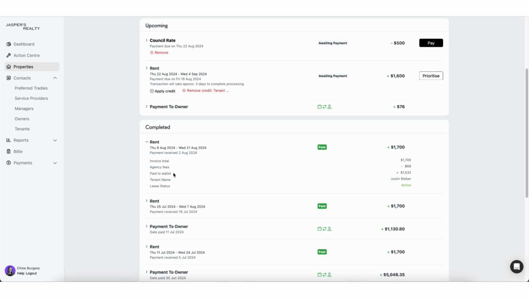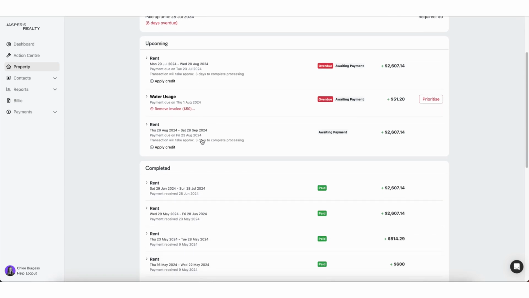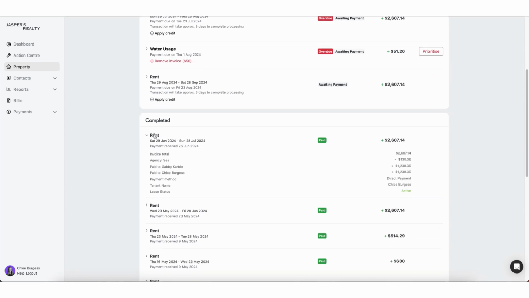Now, sometimes, and I'll show you an example, if the owner is set up on instant payments, it's going to say, instead of paid to wallet, paid to owner. And I'll show you right now what that looks like. So it gives a little line item. And if there's multiple owners, it will show the multiple owners that it was paid to, and they're split based on what was originally created with the owner profile, because some of the owners might have a 50-50 split on the rent.